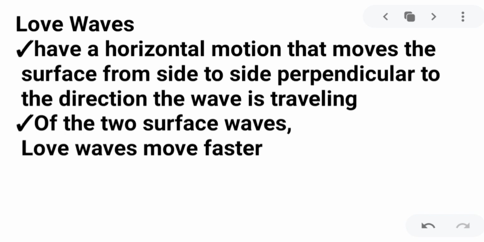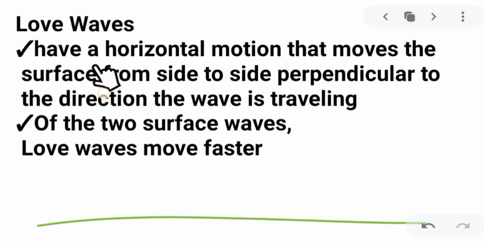And we have here the love waves. Let us discuss this one. So, the love waves and Rayleigh waves are named after the scientist who discovered them. Okay? This one is a horizontal motion, that moves the surface from side to side perpendicular to the direction of the wave that it is traveling. So, of the two surface waves, compared to the Rayleigh waves, this one moves faster.